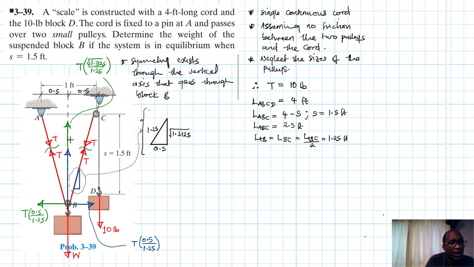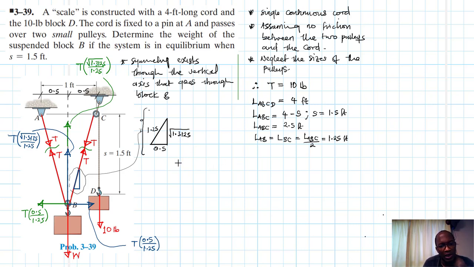Okay, and then this one is also equal to T times root of 1.3125 divided by 1.25. All right, so we have all the information that we need and we know what T is equal to.